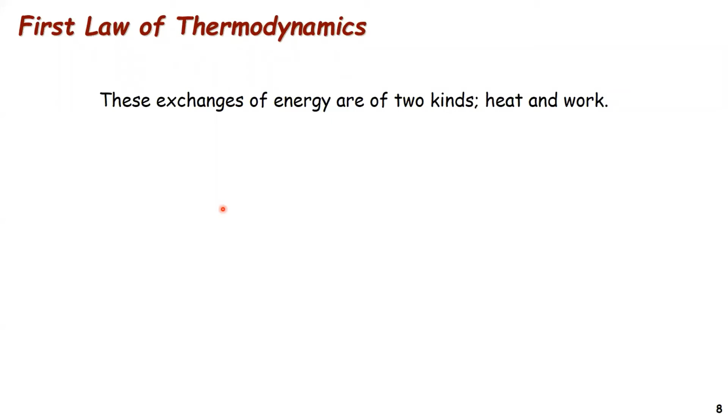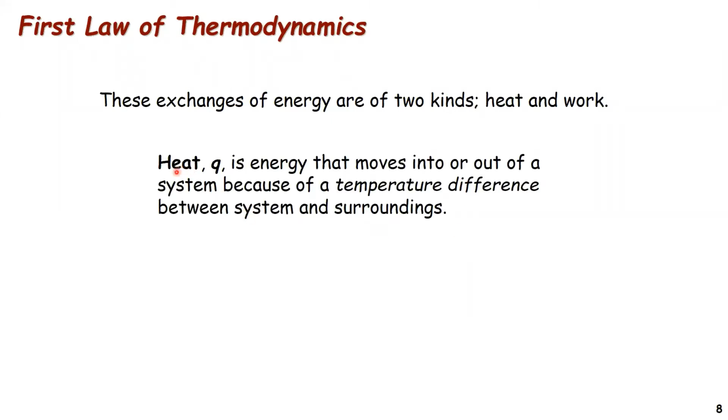Okay, so these exchanges of energy are of two kinds. They're of heat and work, right? So heat, we're going to give the variable Q, and heat is simply the energy that moves in or out of a system, and that's generally because of difference in temperature, right? And so for a spontaneous reaction, the heat is always going to flow from the one with the higher temperature to the one with the lower temperature. So heat is not a temperature difference.